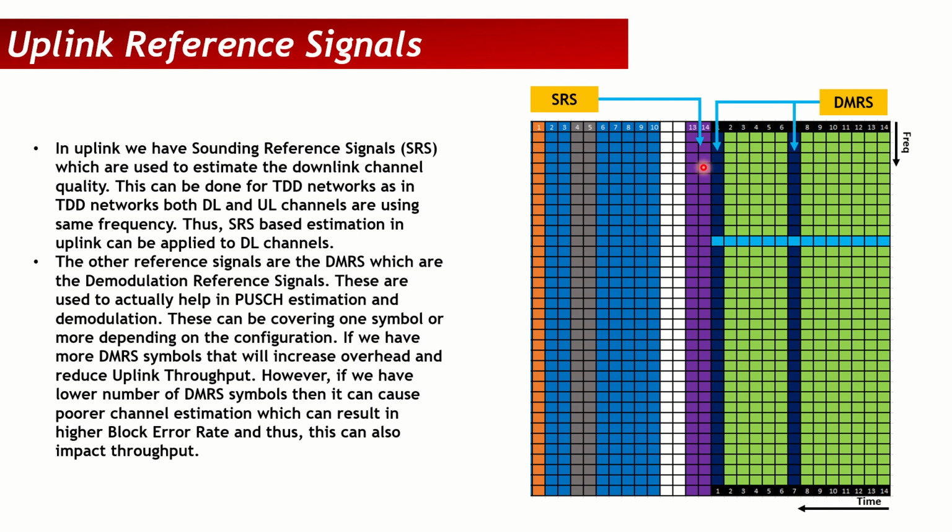In TDD networks, the downlink and uplink use the same frequency but different time domains. They are separated by time, but they use the same frequency structure. If they have the same frequency band for both downlink and uplink, that means the frequency response will be the same, right?